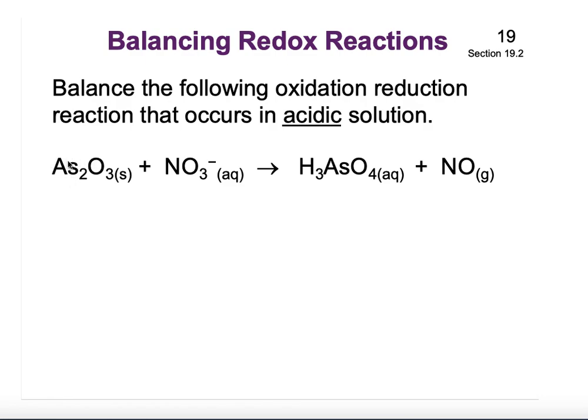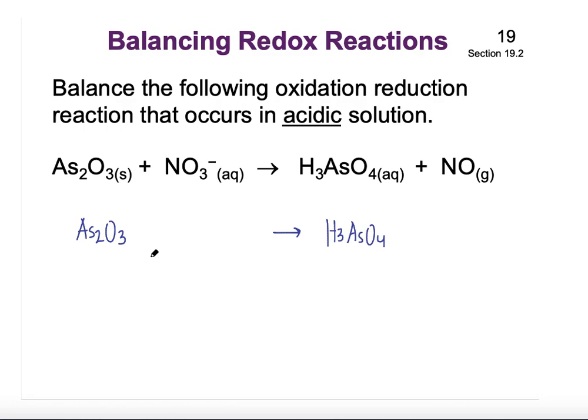For example, I'm going to be looking at my arsenic here and arsenic here. That means that this goes with this. And then the other one is nitrogen. I have nitrogen here, and nitrogen goes with this one. So those are going to be my two half reactions. So we begin by putting As2O3, and that one is going to go into H3AsO4.